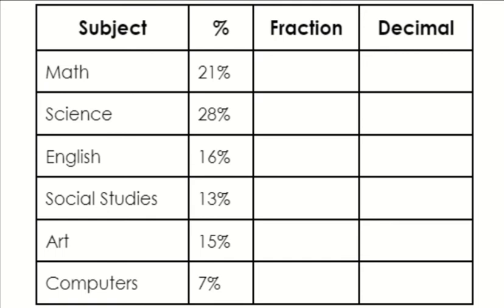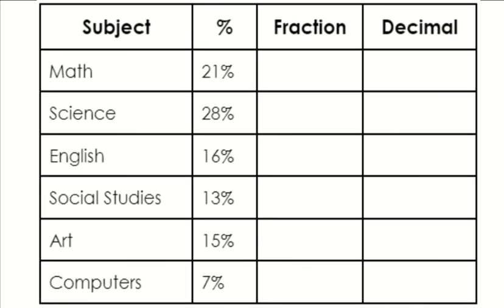All right, right here on page 95, I forget exactly what it says. I think they said they did a survey for favorite classes or something. So to write it as a fraction, I would put 21 over 100. I can't simplify that, so that stays the same. If you could simplify it, you would want to simplify it, okay?